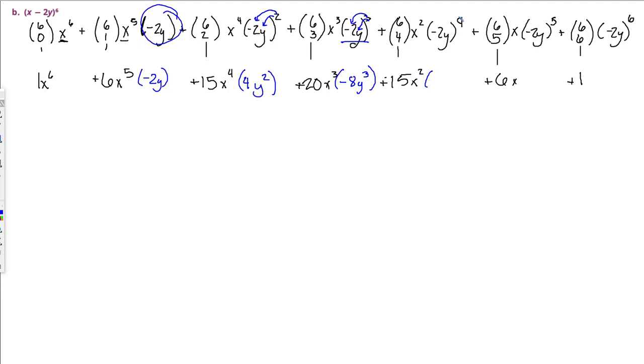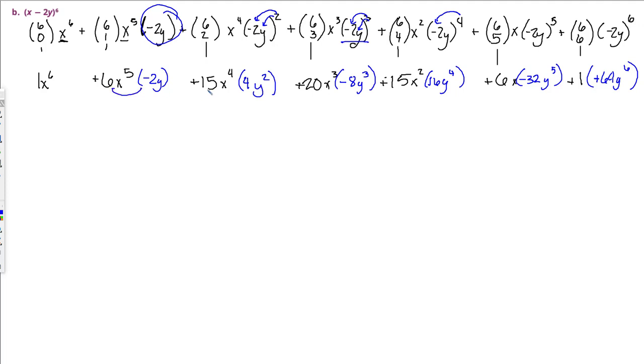Negative 2 to the 4th power. So negative 2 times negative 2 times negative 2 times negative 2. That's going to be positive 16. And all we're doing is taking that previous number and multiplying it by negative 2. 16 times negative 2 is negative 32, y to the 5th. Multiplying negative 32 times negative 2 gives you a positive 64, y to the 6th.